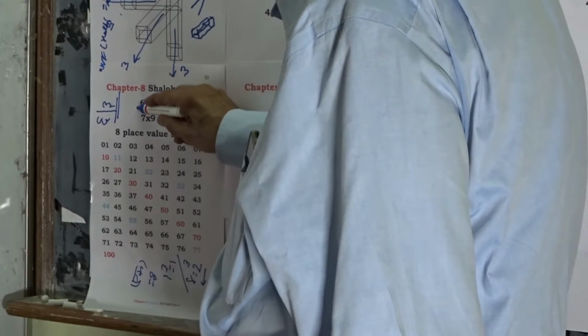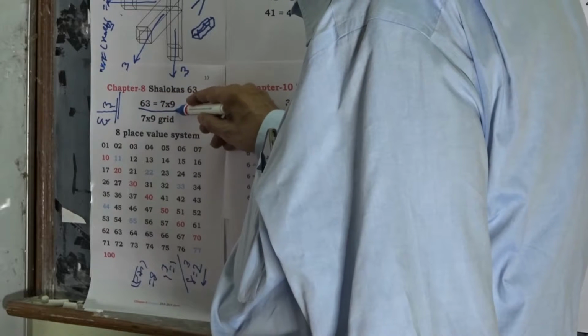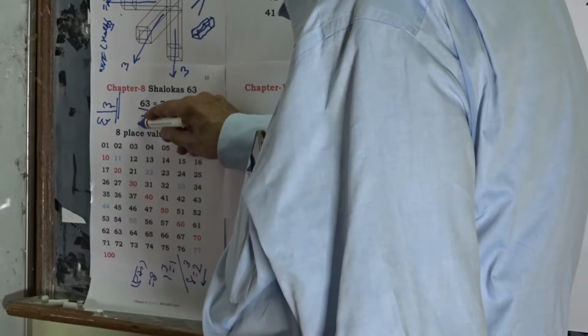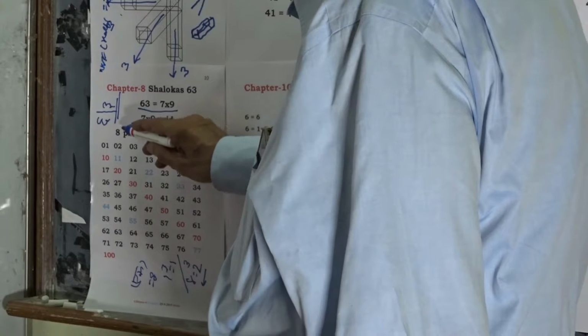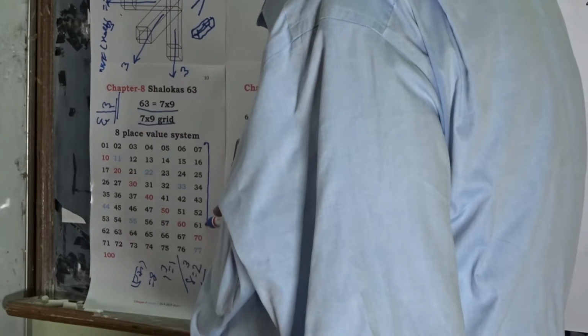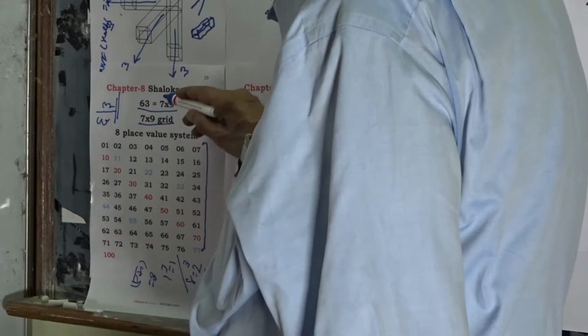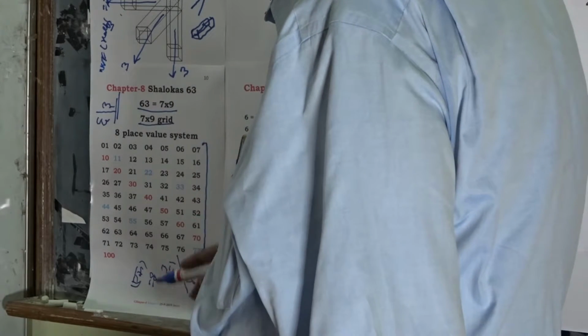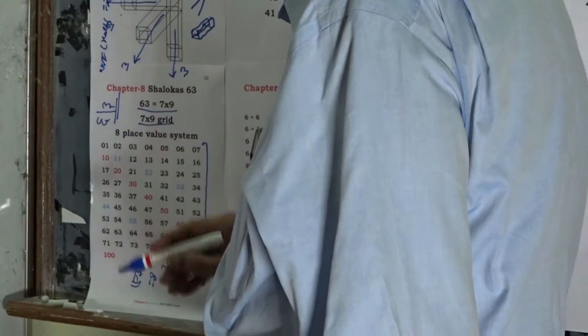Then we know value 63 is equal to 7 into 9. It leads us to a 7 into 9 grid. We know the 8 place value system is accommodating all the 63 double digit numbers of the 8 place value system along the 7 into 9 grid.